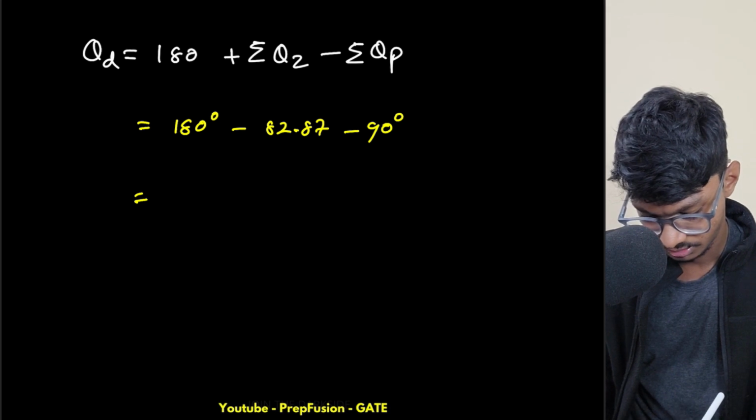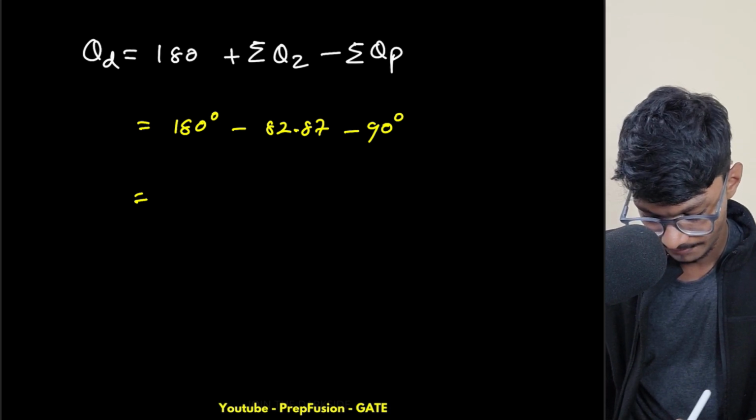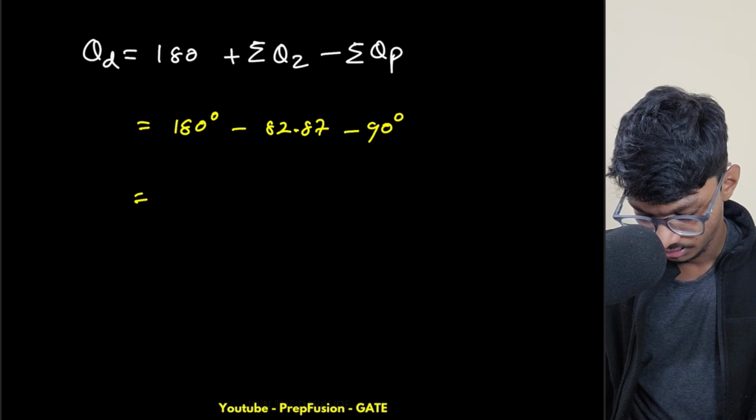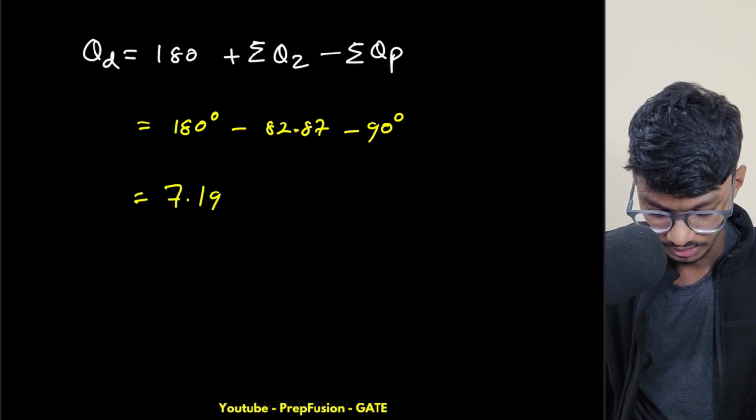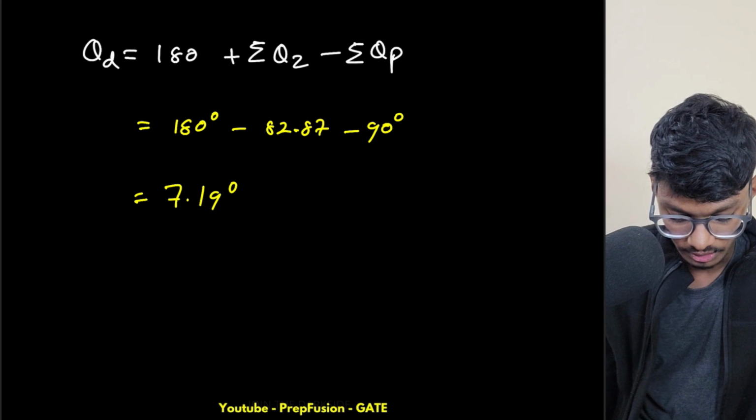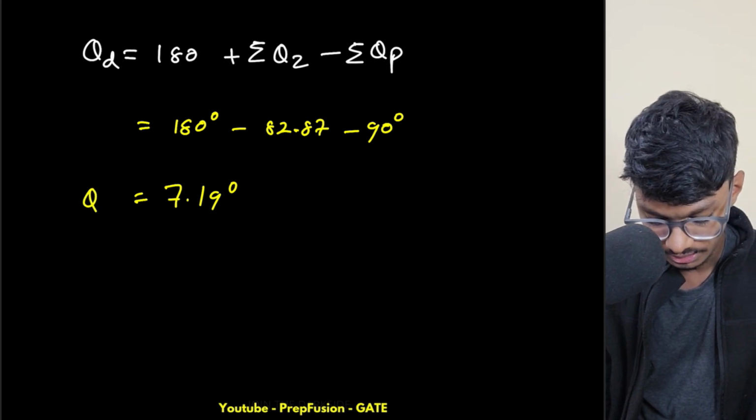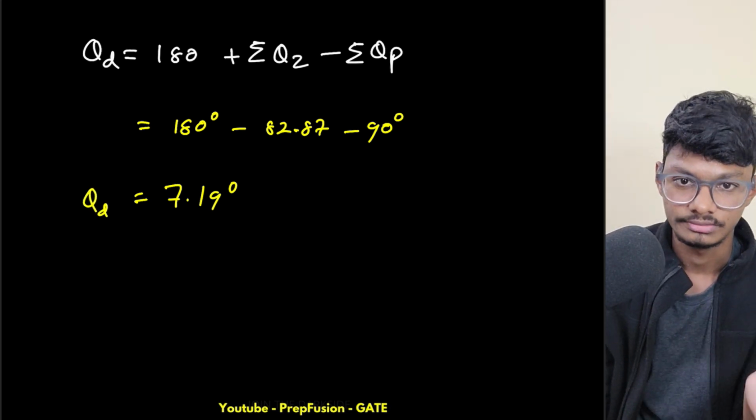82.87 minus 90 plus 180 gives 7.19, or very near about that. Okay, so this will be the theta departure. Now what other concept could we have used?